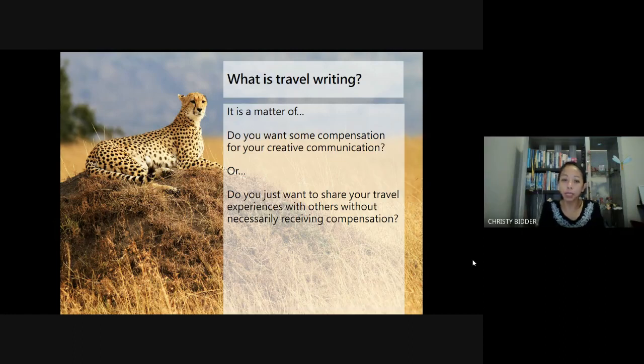Ladies and gentlemen, travel writer is not a lucrative or a highly paid profession career. If you are a freelance writer, you'll only get paid when a publisher asks you to write and pay you for that article. How much you're paid pretty much depends on how many words you write.